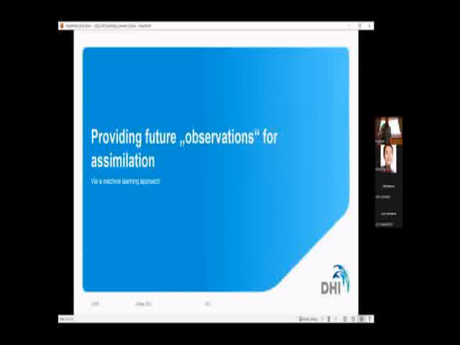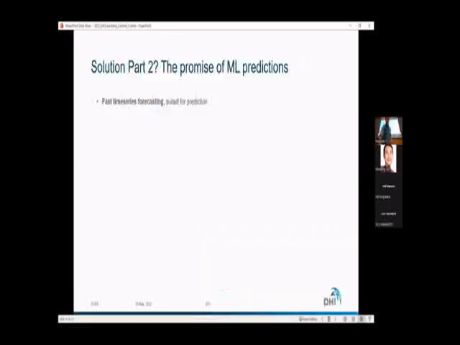So, providing future observations for data assimilation, we try this with a machine learning approach. Why do we do this? Because it's suited for fast time series forecasting, which is vital to an operational system, and suited for prediction here.